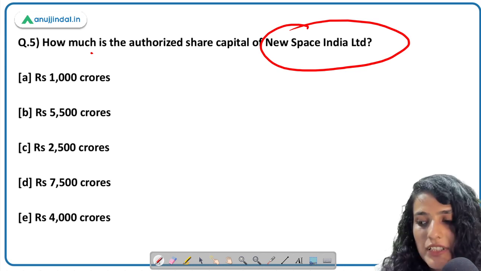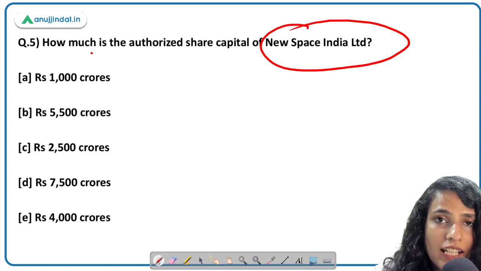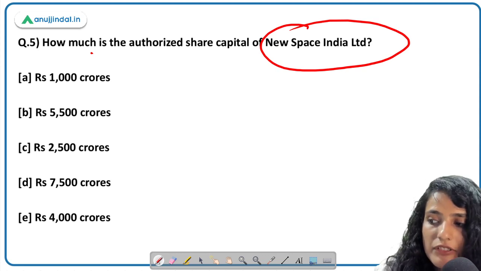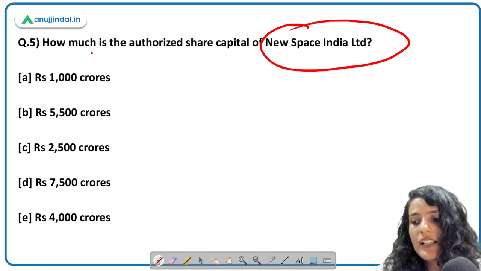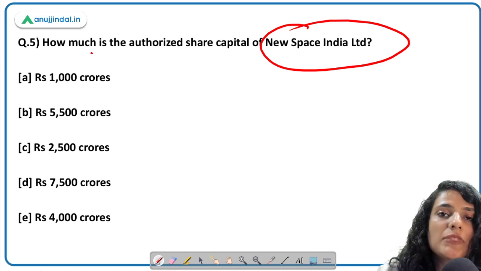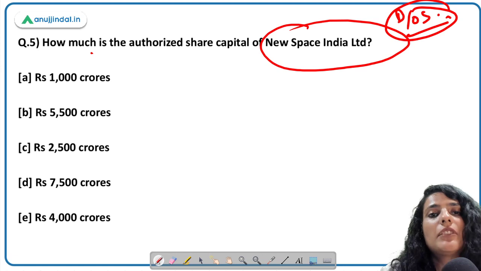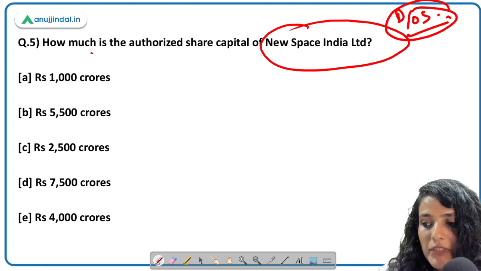How much is the authorized share capital of New Space India Limited? New Space India Limited was formed in the year 2019 as an independent company of the Government of India itself. Isko register kiya gaya hai Companies Act 2013 ke andar. Okay, and it comes under the administrative control of the Department of Space, yani ki ye Government of India ki fully owned company hai, New Space India Limited.